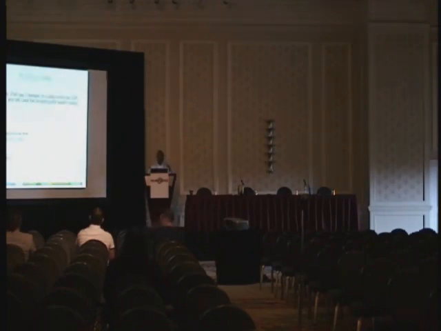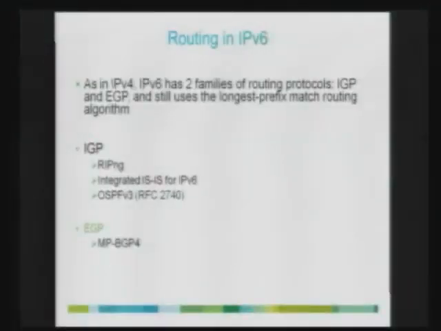Like IPv4, we have two types of routing protocols available in IPv6: exterior gateway routing protocols and interior gateway routing protocols. For EGP, obviously there is just one protocol out there, which is multi-protocol BGP. And for IGP, we have RIP Next Gen. Integrated ISIS support has been enhanced for IPv6 as well. And then we have OSPF v3. Keep in mind, OSPF v3 doesn't support IPv4. It is not like a backward compatible version or anything like that. So we have OSPF v2 for IPv4, and OSPF v3 exclusively addresses IPv6.